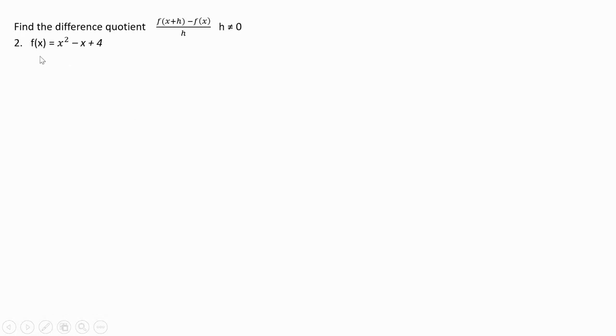Now, number 2 is find the difference quotient. The difference quotient is f of x plus h minus f of x over h. So here we have the function f of x equals x squared minus x plus 4. So the solution is we first must find f of x plus h. I'm going to go to my original function and plug in x plus h for every x.